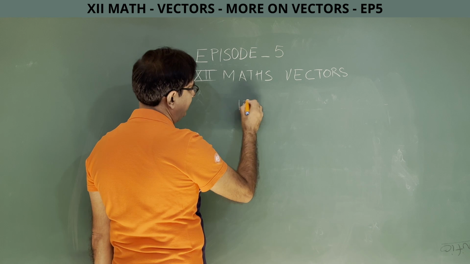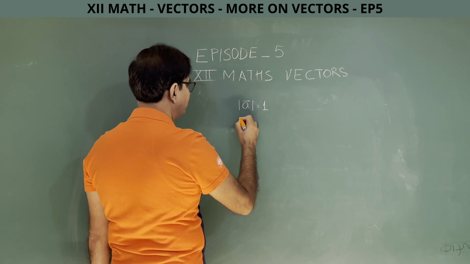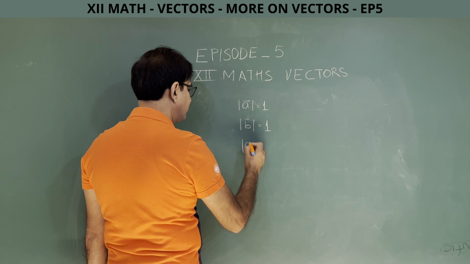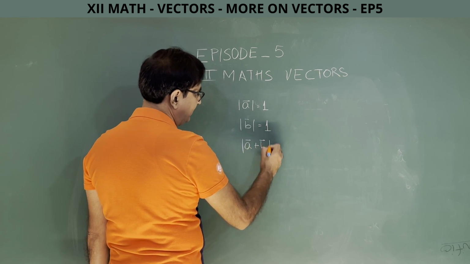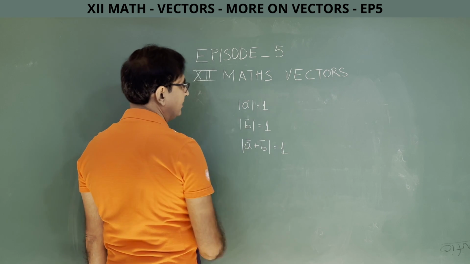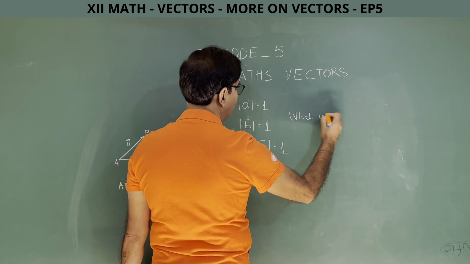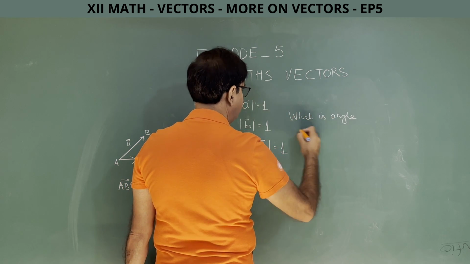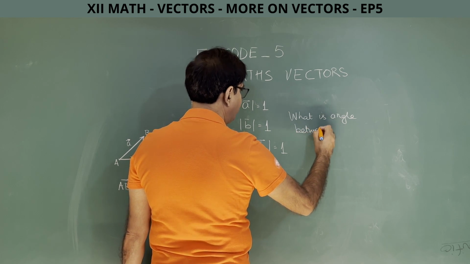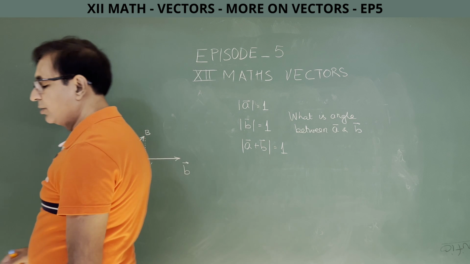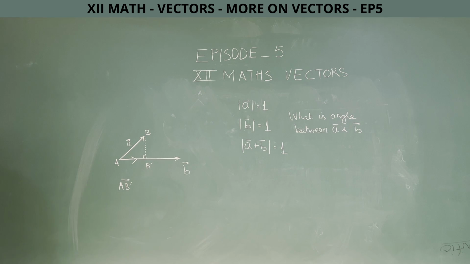You are given a vector A whose magnitude is 1, you are given a vector B whose magnitude is 1, and you are given a vector A plus B, that is their sum, whose magnitude is 1. The question is, what is the angle between vector A and B? I will give you a minute, figure it out and tell me what is the angle between the two vectors. Try it.